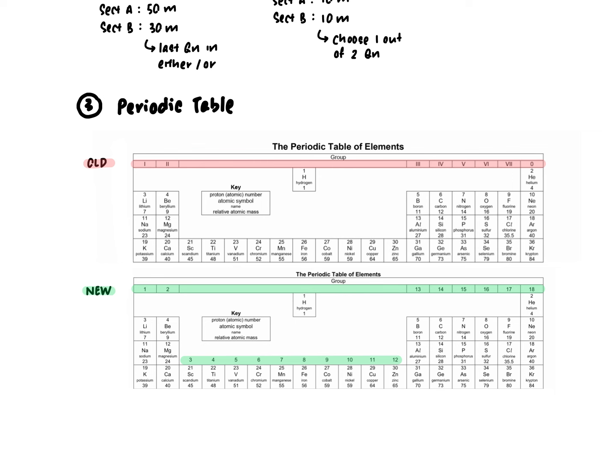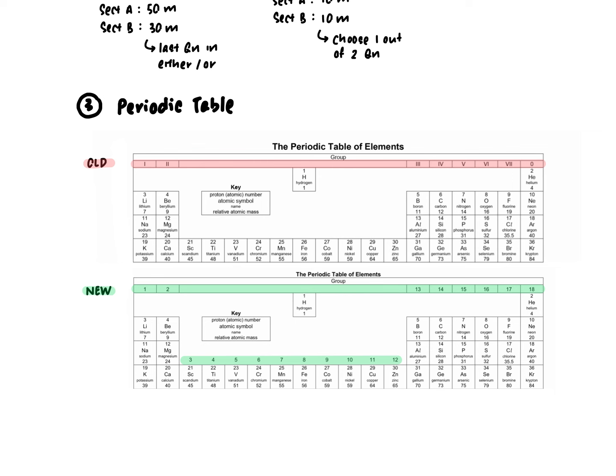The group numbers are now in normal numeral form, and your transition elements do have a group number as well. And because of that, your group 3 in the past, boron, aluminium, gallium, will now in the new periodic table be known as group 13. And your group 4, carbon, silicon, germanium, will now be group 14.